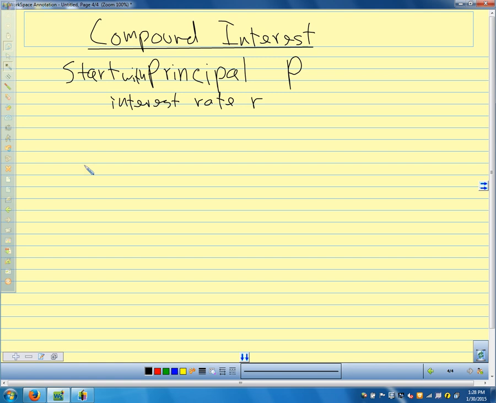So after a year, our amount after 1 year is the principal that we started with plus the interest we earn on that. And the interest we earn is the principal times our interest rate. I want to show you where this formula comes from. I can factor out that P, and I get P times 1 plus R.